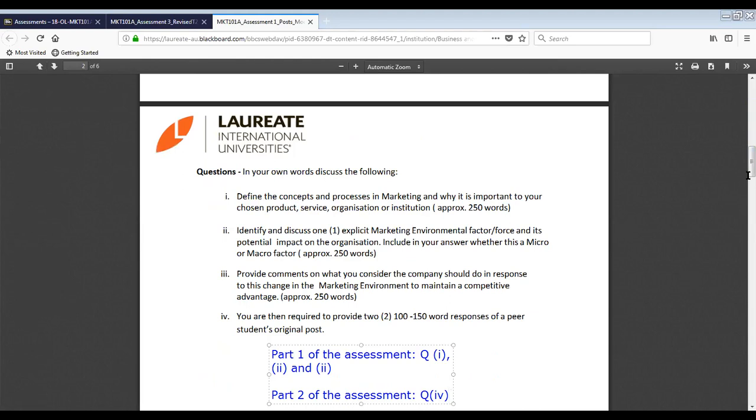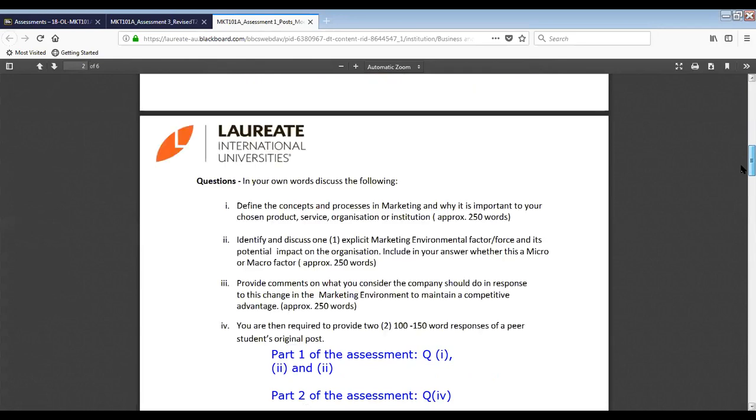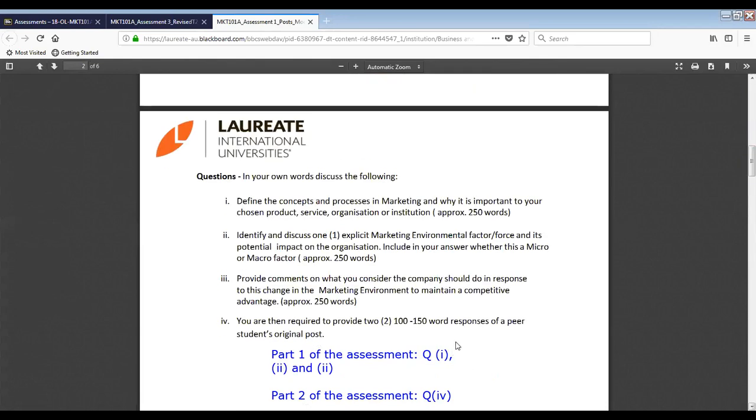I apologize. I think for this one, we are targeting 250 words in total for your response. Okay, I was correct. So 250 words in total. So roughly around 100 words for each posting. That makes 250 words in total. Okay. All right. So that's basically assessment 1.